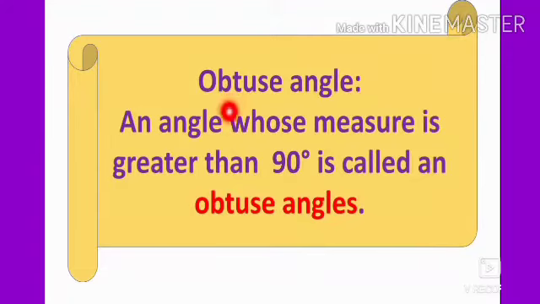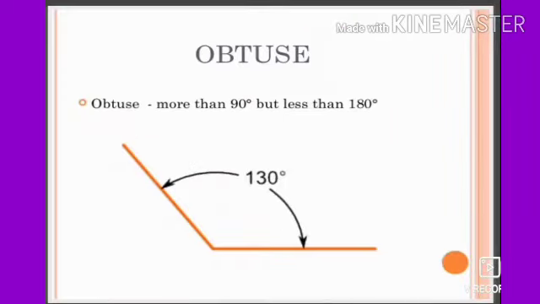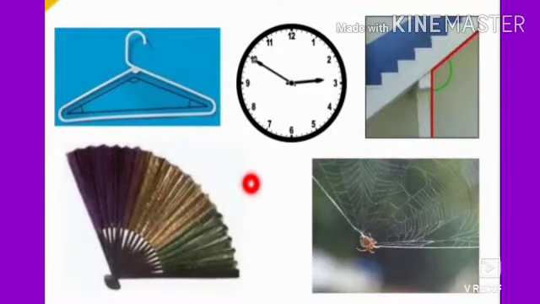Now let us see about obtuse angle. An angle whose measure is greater than 90 degree is called an obtuse angle. That is an angle between 90 to 180 degrees. So here this angle is said to be an obtuse angle. For example, 130 degree, which is more than 90 degree but less than 180 degree. Here these are the examples of obtuse angle.